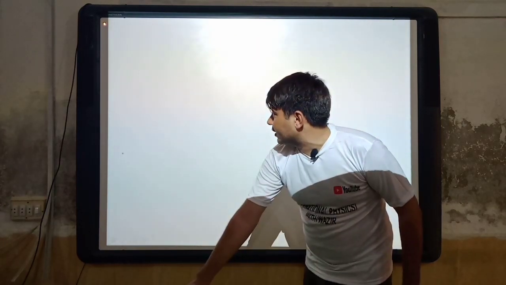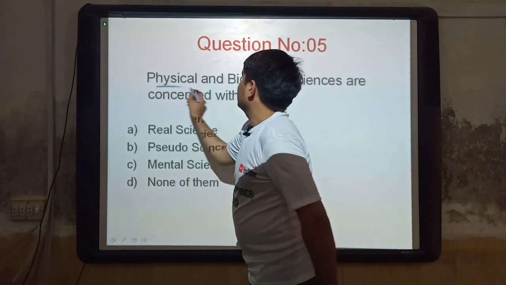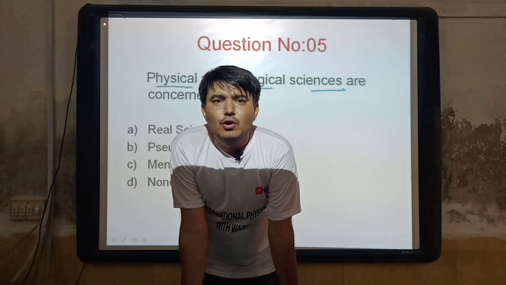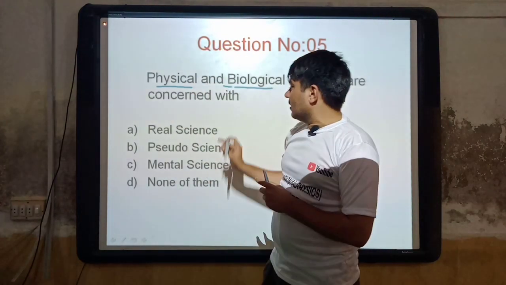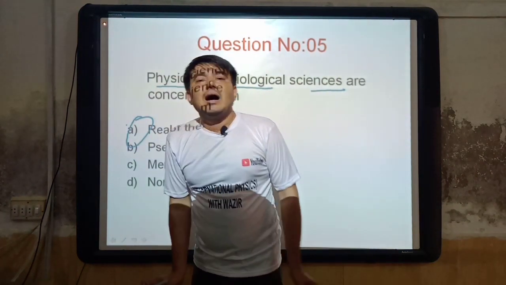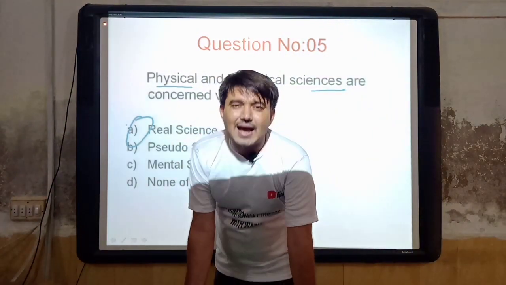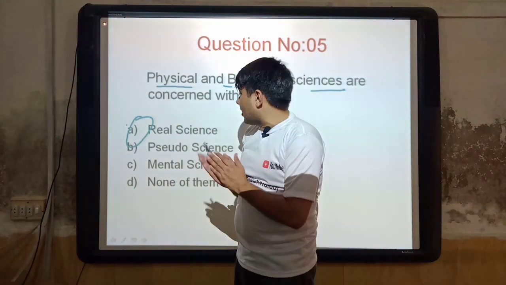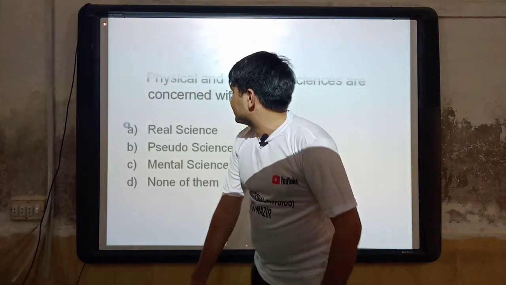Another question for you. Physical and biological sciences are concerned with what? Physical and biological science are concerned with real science. Obviously it is correct.